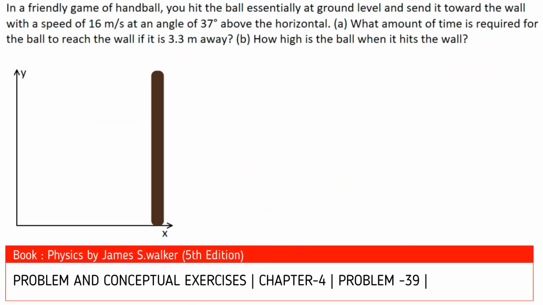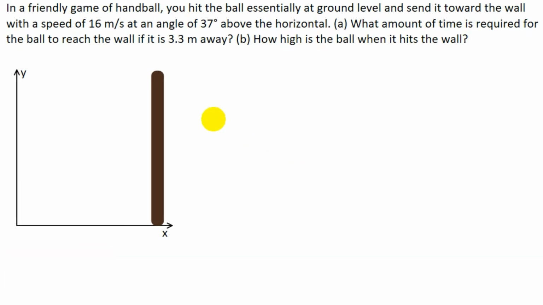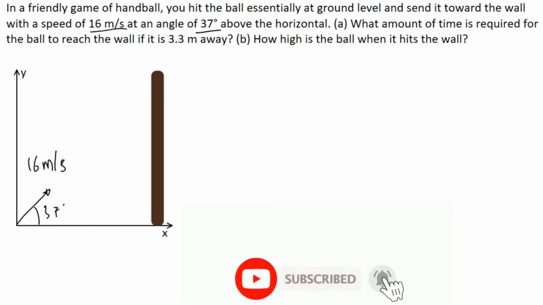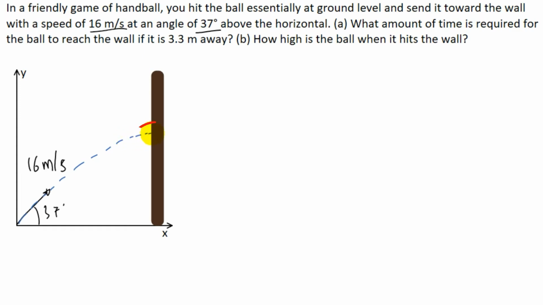Now in this question it says that in a friendly game you hit a ball at the ground level and send it towards the wall with the speed of 16 meter per second and at an angle 37 degrees above horizontal. These are the coordinates, x-axis, y-axis. Now you hit the ball like this at an angle 37 degrees above horizontal with speed 16 meter per second. So the ball will follow a parabolic path, something like that, and it will hit the wall at this point. Let this height be h.